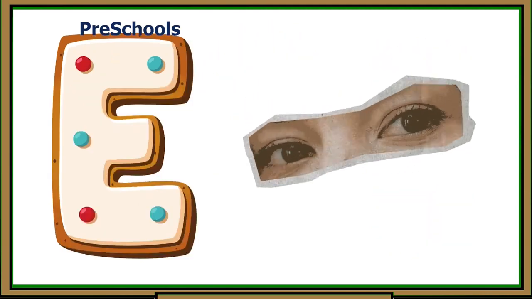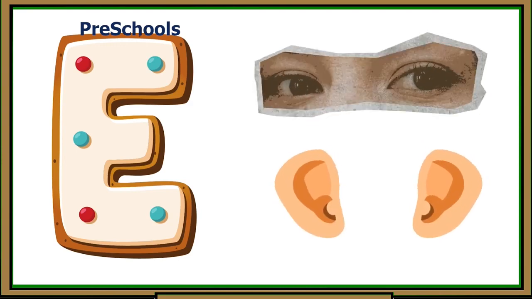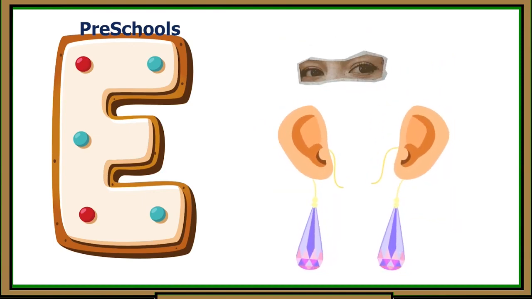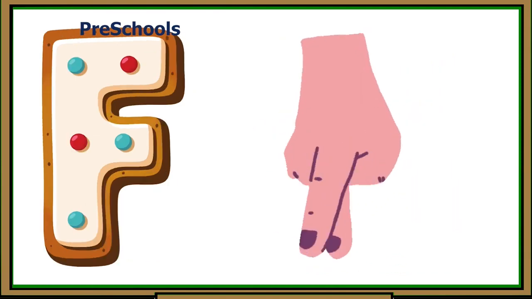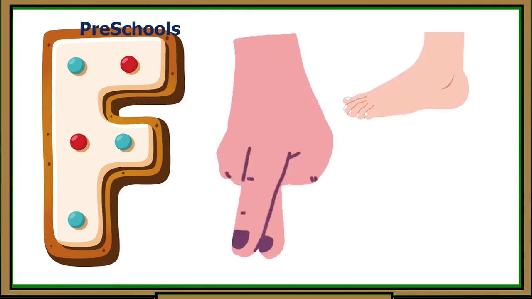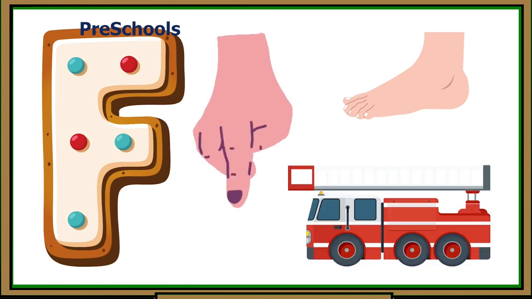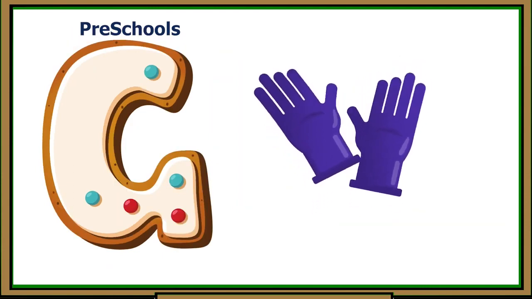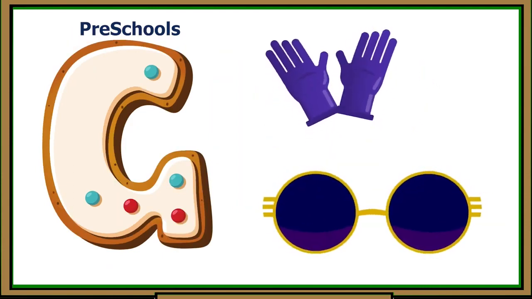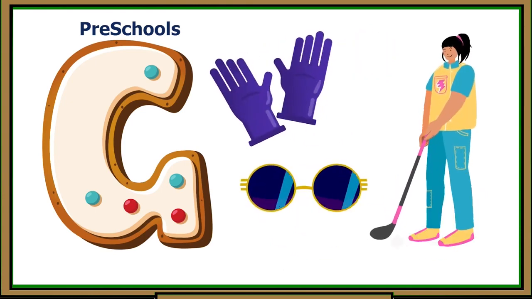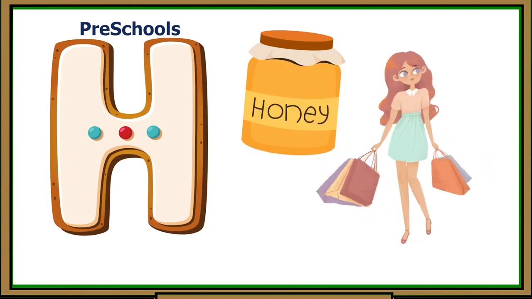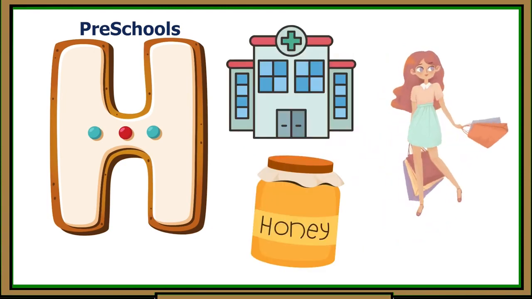E for eyes. E for ears. E for earrings. F for fingers. F for foot. F for fire engine. G for gloves. G for glasses. G for goal. H for honey. H for handbag. H for hospital.